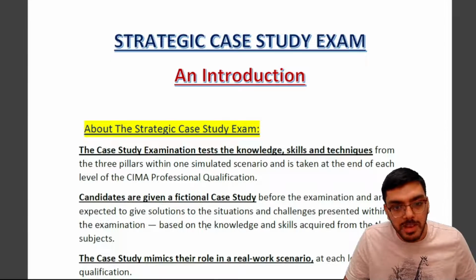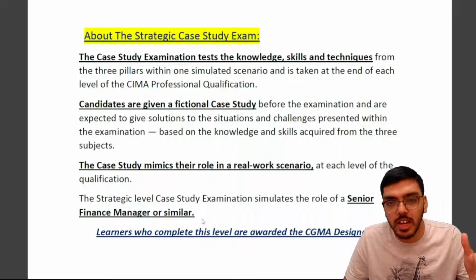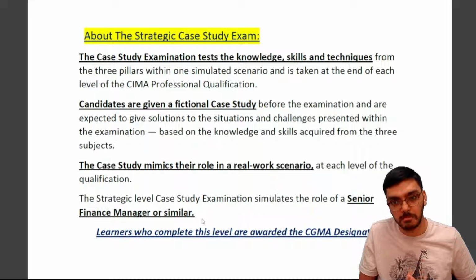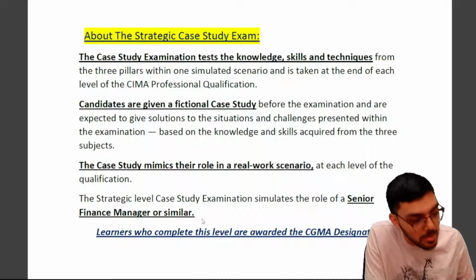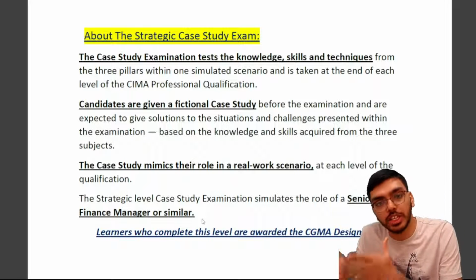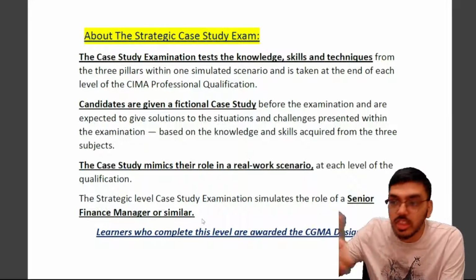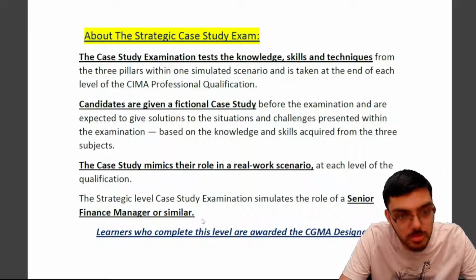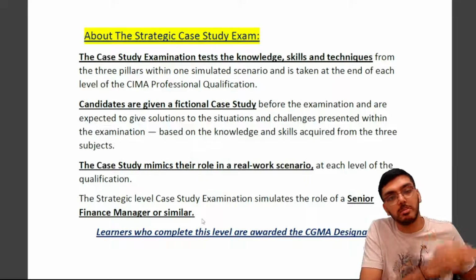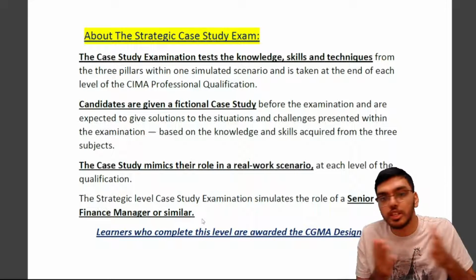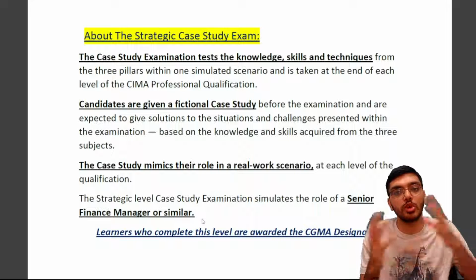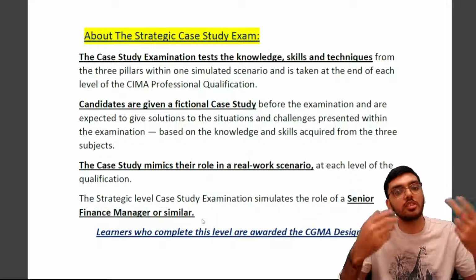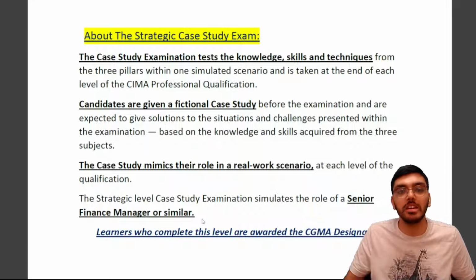The case study mimics the role in a real work scenario, so they try to make it as real as possible rather than a theory based exam. So you will need your knowledge from the three pillars, apply it to the fictional company that they give you, and then the questions that they ask you in the exam are going to be related to your company, which you will again need knowledge from the three pillars to answer. So in short, your preparation has to revolve around revision, understanding the company, and actual mock writing practice.